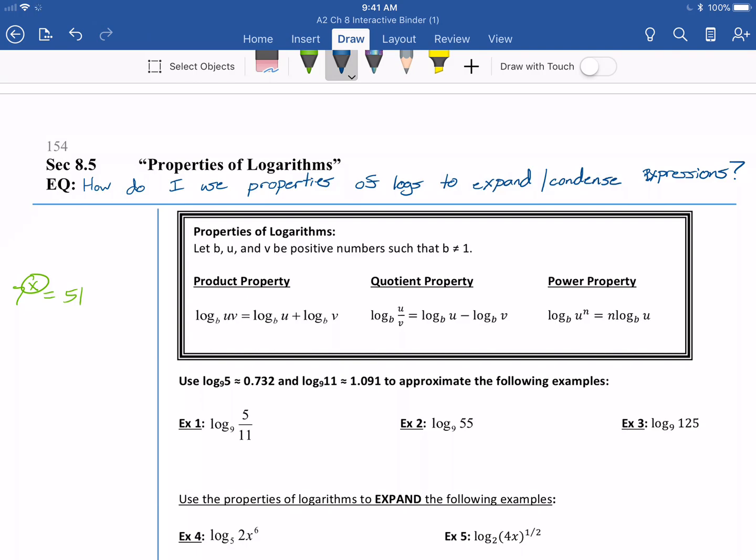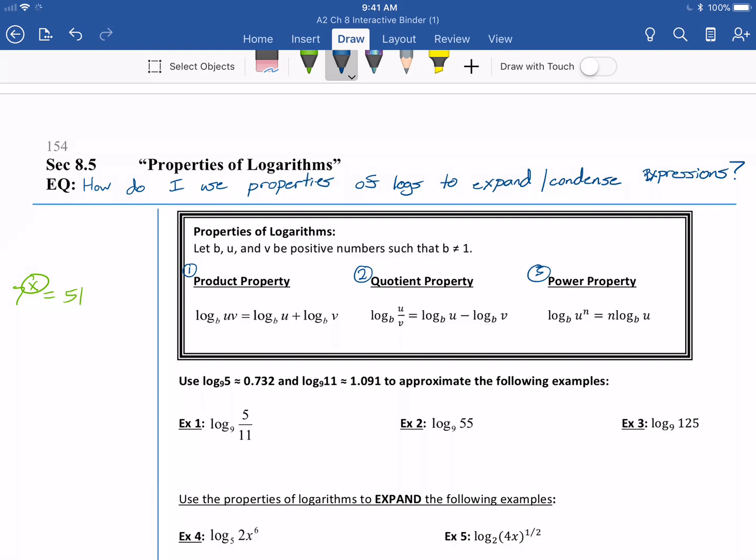And today we're looking at section 8.5, which as you can see here is properties of logarithms. Alright, so we have these three properties as you guys can see here. We got one, and we have two, and we have three properties. Today we're going to use these properties, and my essential question is how do I use these properties of logs to expand and condense expressions?